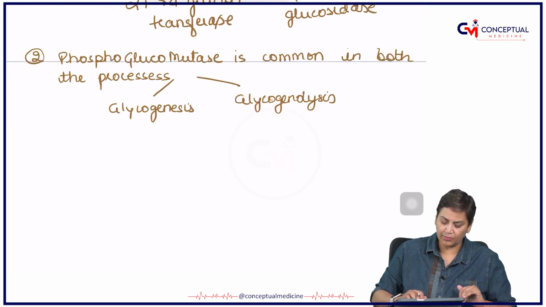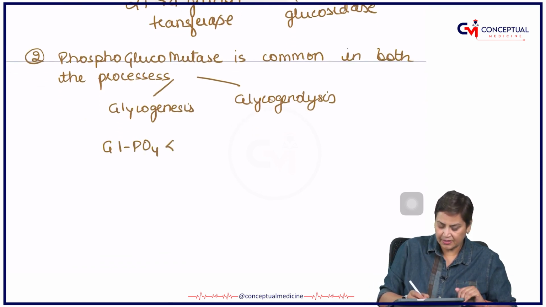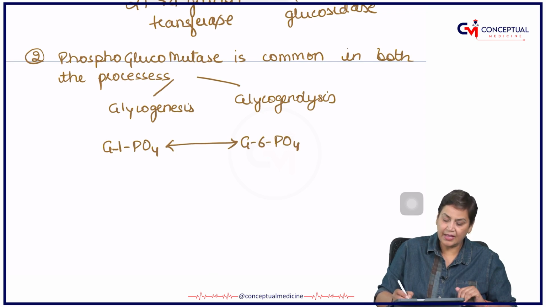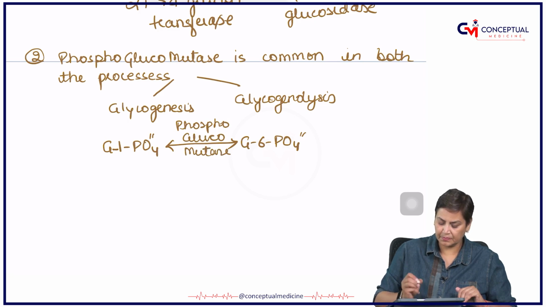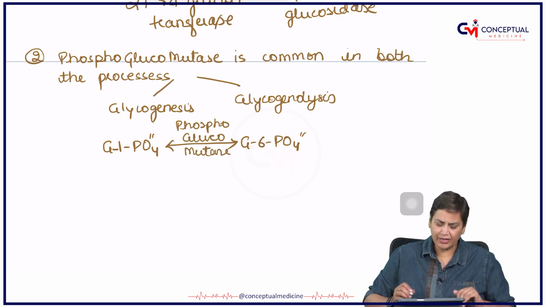And if we talk about this step, simply glucose 1-phosphate is converted to glucose 6-phosphate, and the name of the enzyme here is phosphoglucomutase. So these are the two very, very important points to remember about glycogenolysis.